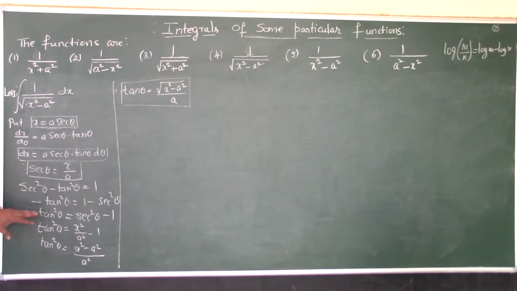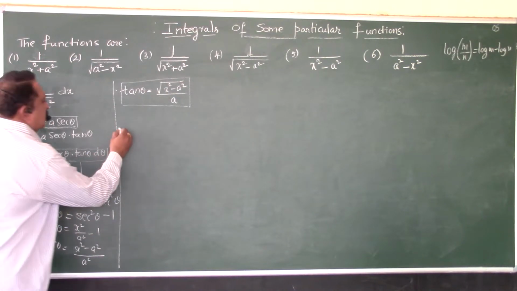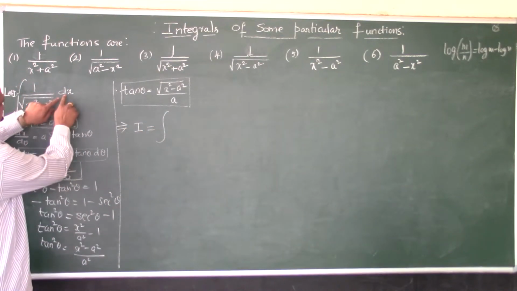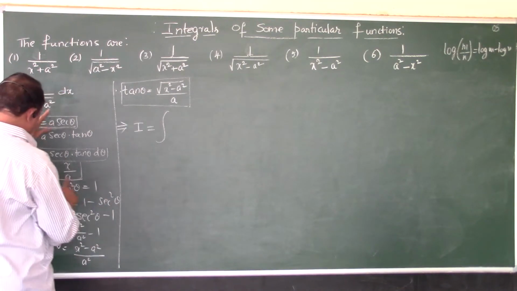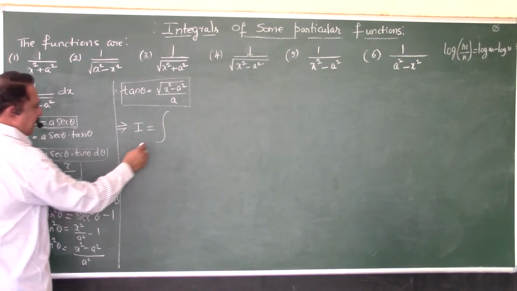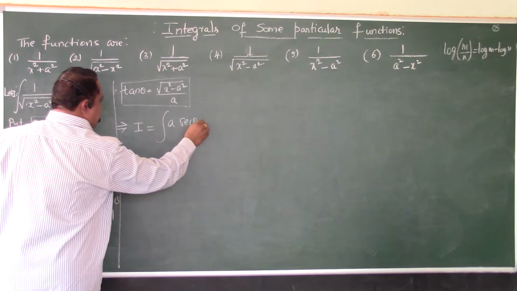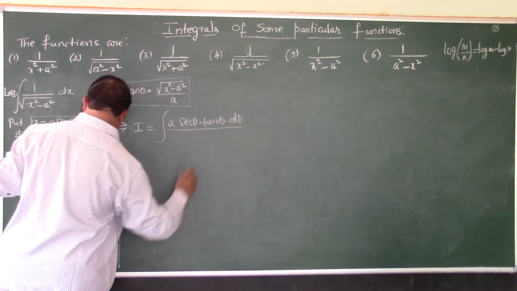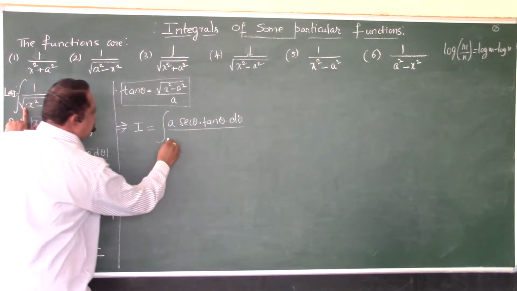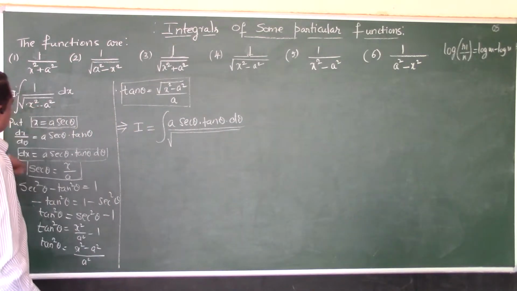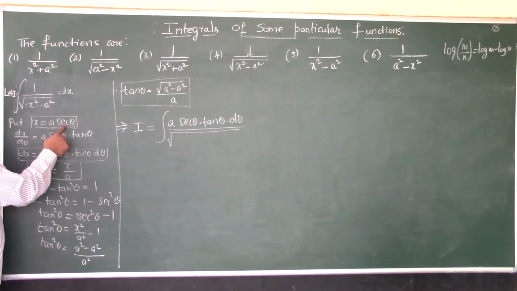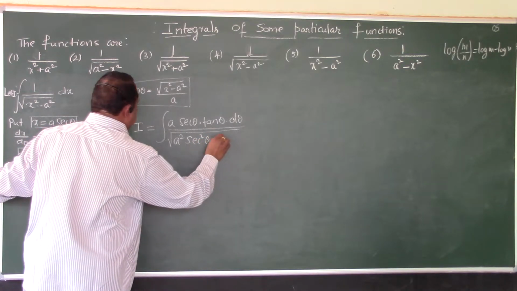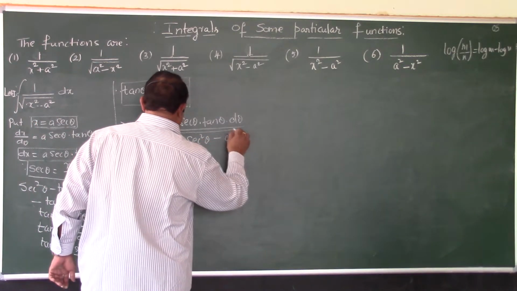Now there are 4 quantities which have to be substituted. The given integral becomes I equals integral, I have dx there. So for dx, I have to substitute a secant theta tan theta d theta, divided by square root of x square minus a square. What is x? X is a secant theta. So x square is a square secant square theta minus, write this a square as it is.